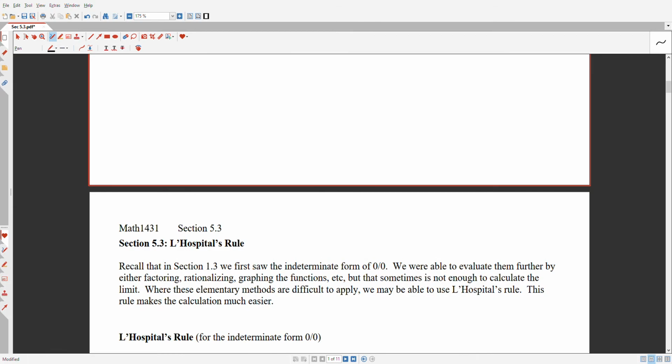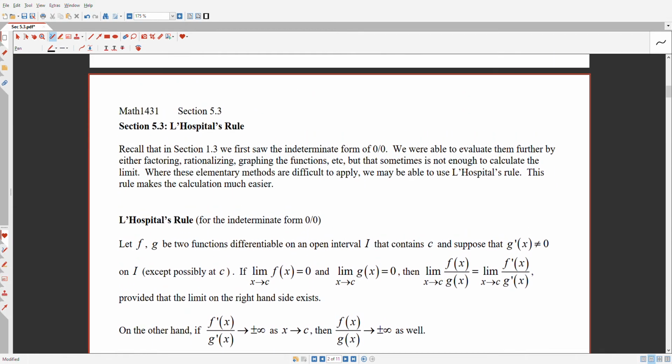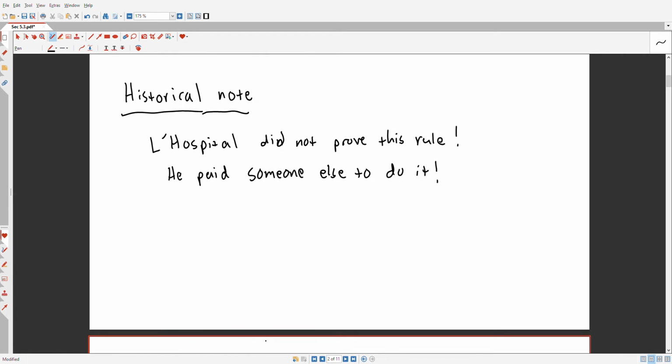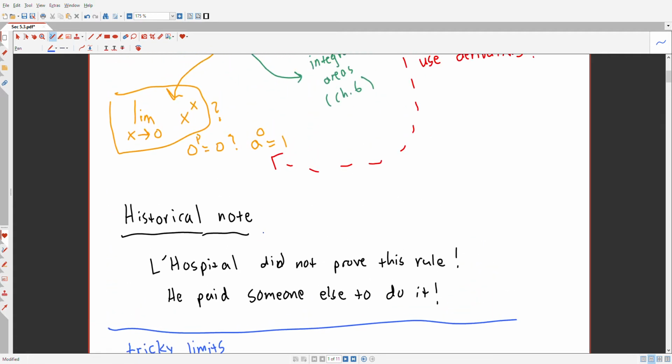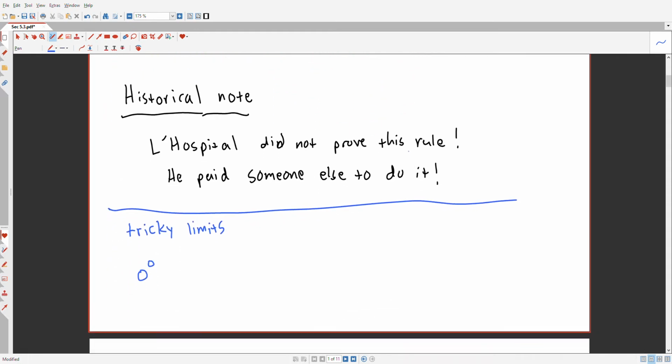Anyways, before I get down to the notes and go over stuff, what are the tricky limits that L'Hopital's rule will help us figure out? I mentioned it's going to use derivatives to compute tricky limits. In my example, we had 0 to the 0. That was when I tried to plug in 0 into that orange limit, x to the x. I get 0 to the 0, and I don't know what that means.